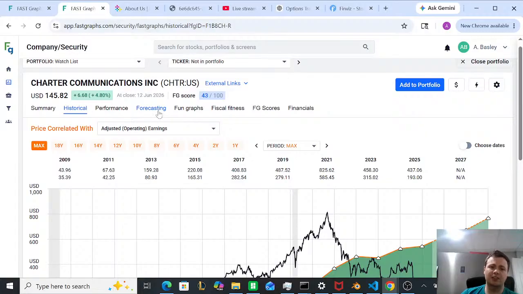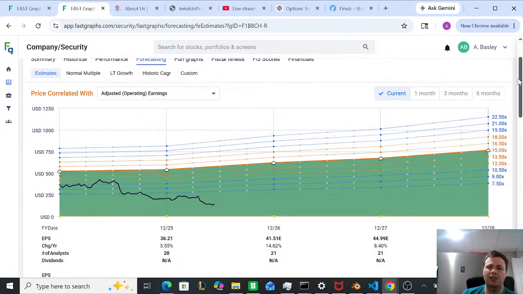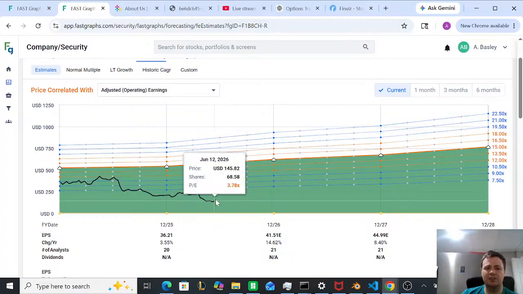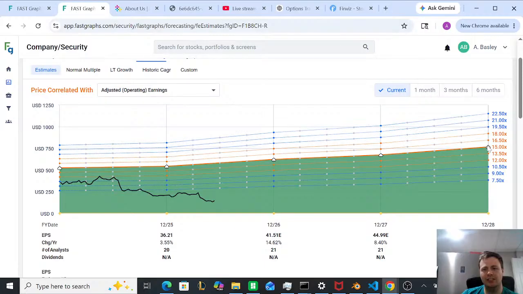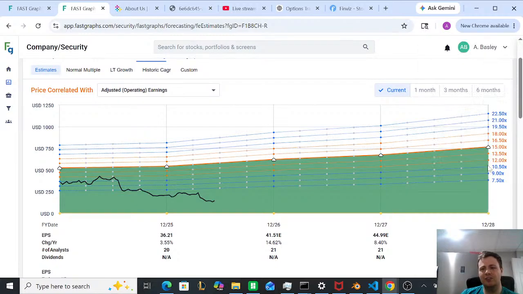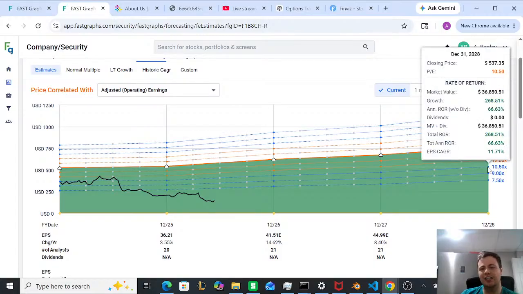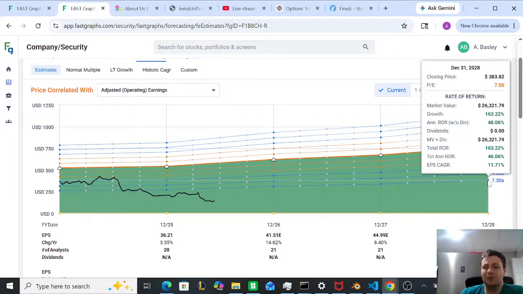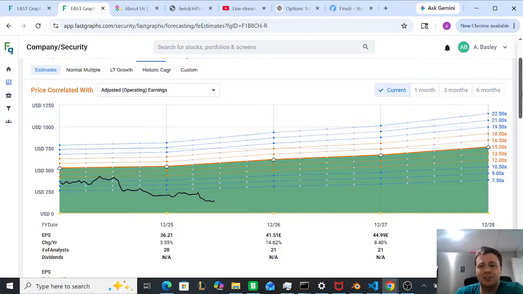So if we go back to the forecasting tab, the black line is way below what it's forecasting, and if it just gets back to fair value, you're looking at 90% year over year. Even if it gets to trading at 10.5 price to earnings, you're looking at a 66% year over year. At a 7.5 PE, so the PE doubles, you're still looking at 46% year over year. That is crazy value.